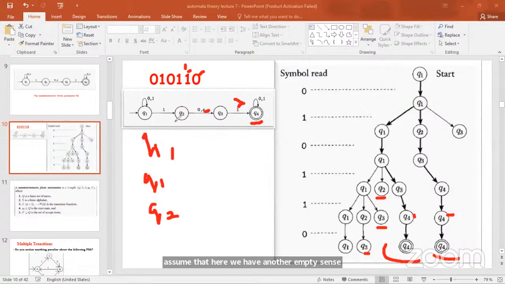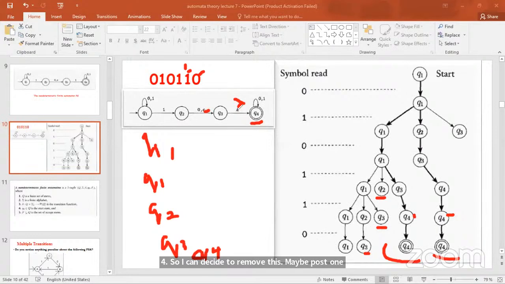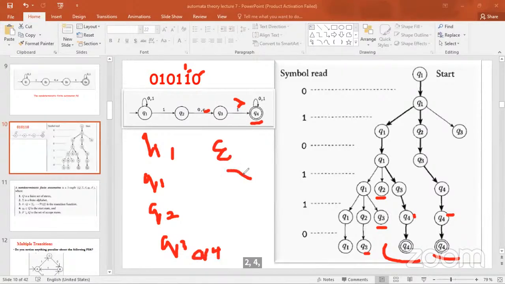So what happens is that if you read the 1 from here, it can take you to where? From Q1, it remains at Q1. From Q2, it remains at Q2. Then it can take you without reading anything to what? Q3 and also Q4. So I can decide to remove this, maybe put 1 comma lambda to test if you will be able to know that you can move non-deterministically to where you get to Q4, right? So you should understand that if you see an empty set or a lambda, it means you can move non-deterministically to the next set as long as you continue to.